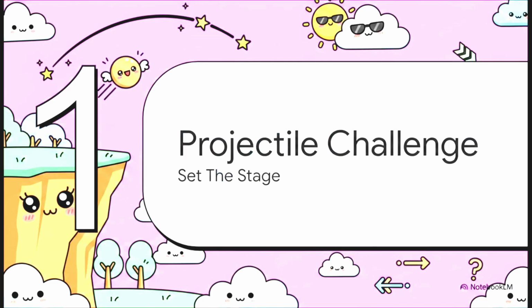Number 1, the projectile challenge. Let's set the stage for our scenario. Imagine we are launching a projectile from an 80-meter cliff at a speed of 30 meters per second, angled exactly 30 degrees upward above the horizontal. Our mission here is to track its exact path.